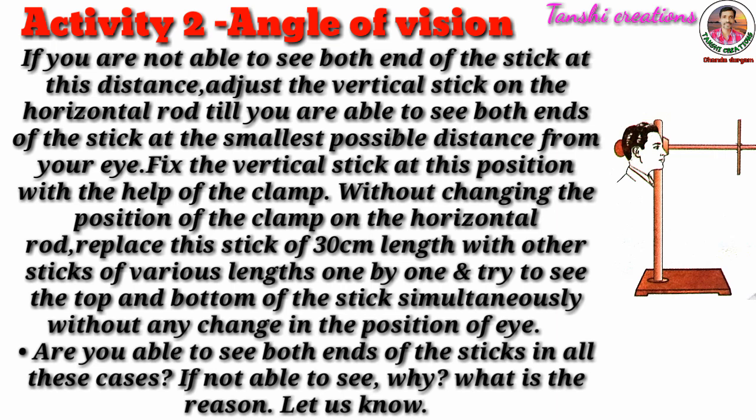Without changing the position of the clamp on the horizontal rod, replace the stick of 30 centimeter length with other sticks of various lengths one by one and try to see the top and bottom of the stick simultaneously without any change in the position of the eye, either upwards, downwards or sideways.